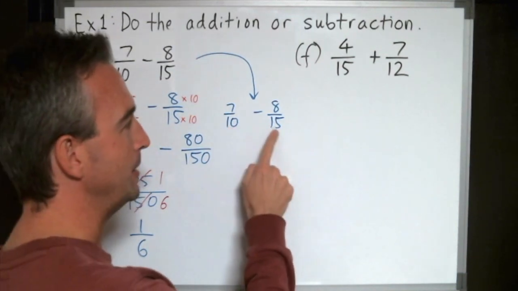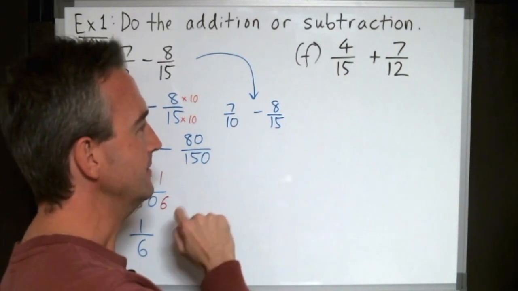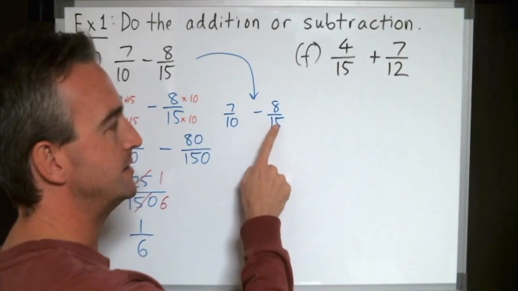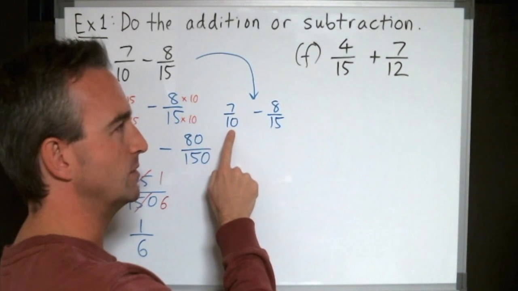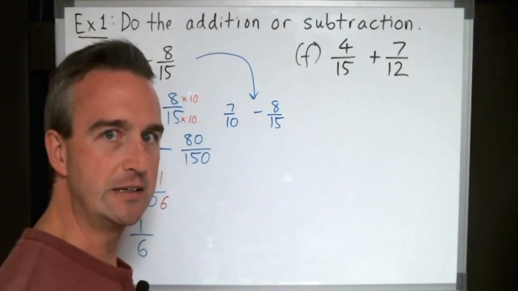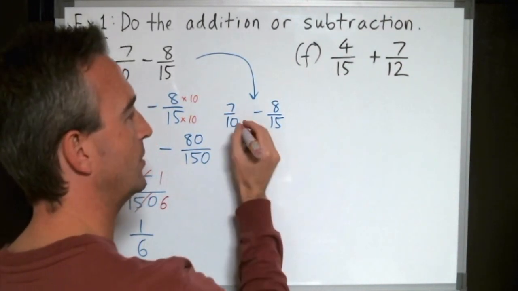To get that, you pick whichever one you like, eeny, meeny, miny, mo, 10, and then you go up in multiples of 10 until you find a number that's divisible by 15. So 10, 15 can't divide into it. 20, 15 can't divide into it. 30, yes, 15 does divide into that. So our lowest common denominator is going to be 30.